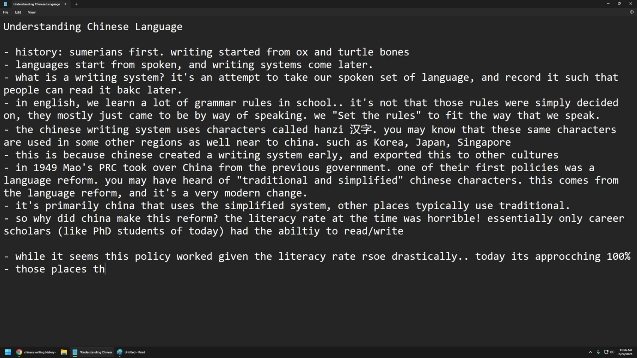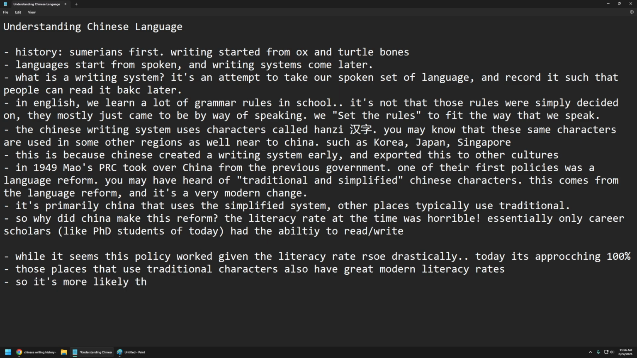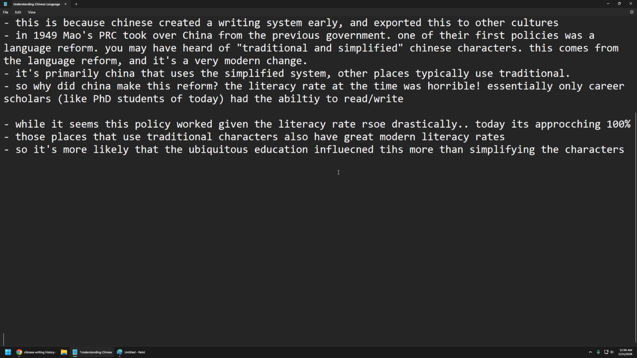Those places that use traditional characters also have great modern literacy rates. So it's more likely that ubiquitous education influenced this more than simplifying the characters. But they're not going to go back now. It's been like this for quite a while now, and they're probably happy that they have a different system anyways, to be honest.